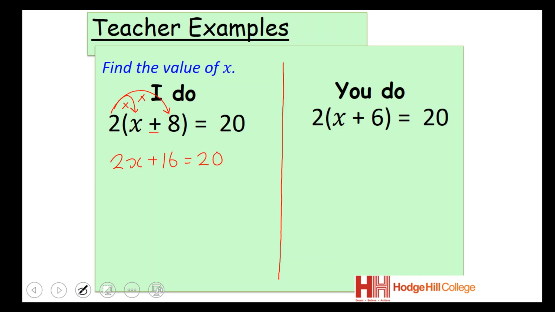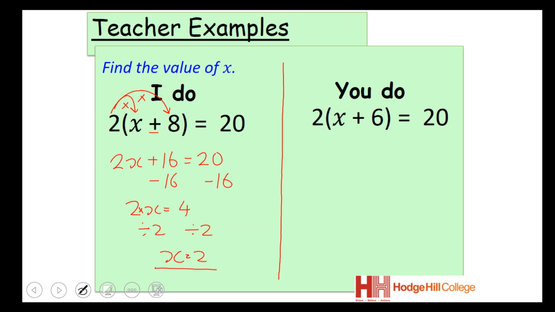So from the previous lesson, you should remember now how to solve a two-step equation. So first, we need to get x on its own. So we need to move this 16. The inverse of plus 16 is minus 16. So we subtract 16 from both sides. So now we get 2x equals 4. And then 2x means 2 times x. The opposite of times is divide. So you divide both sides by 2. And you get x equals 2 as your answer.